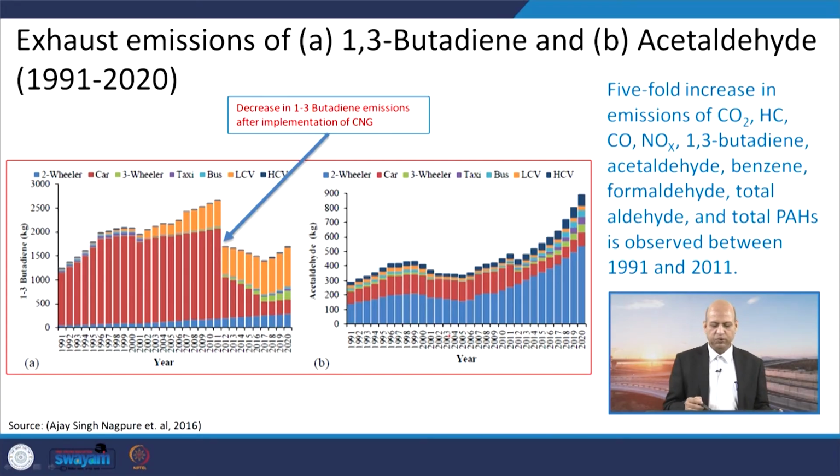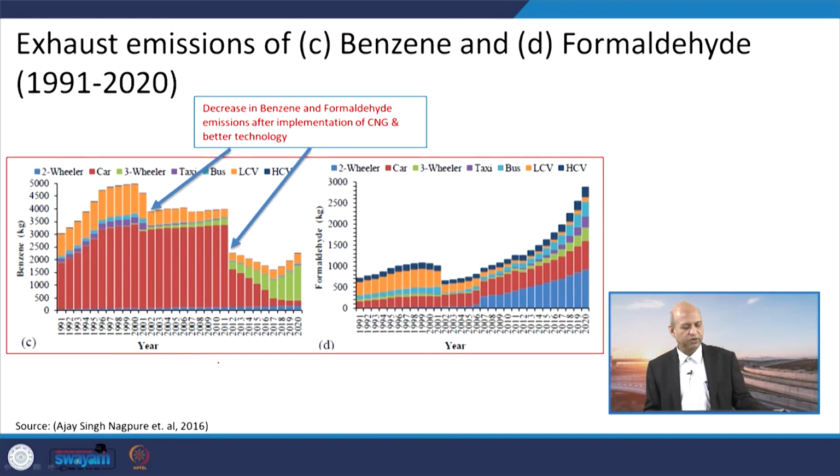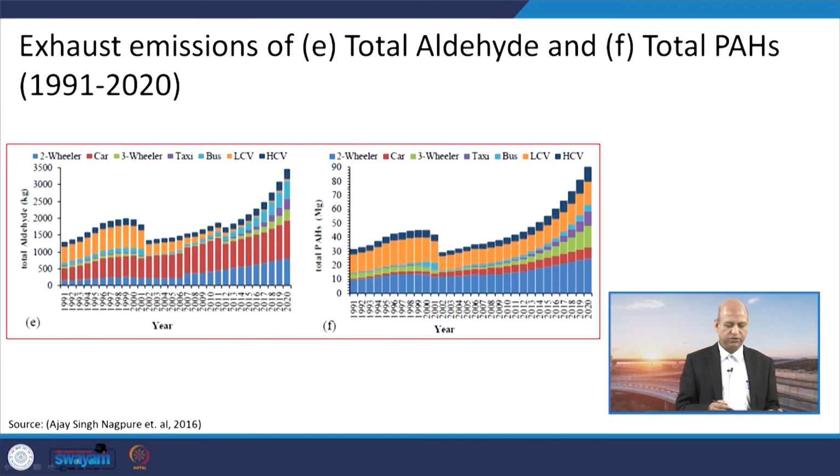If we consider butadiene and acetaldehyde, then this decrease was there due to implementation of CNG in 2001. Otherwise, later on, because of the sheer population of the vehicles, it increased. If you see the benzene and formaldehyde exhaust emissions, then again there is this dip two times because of CNG and technology. Otherwise, the increment is there after the number of vehicles increased.